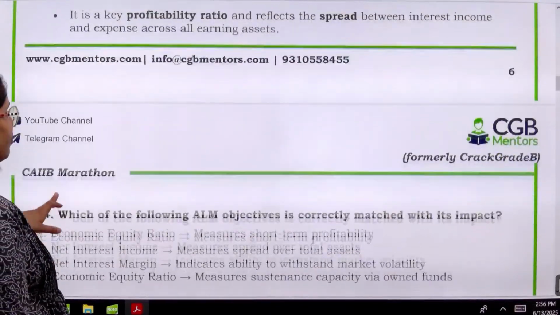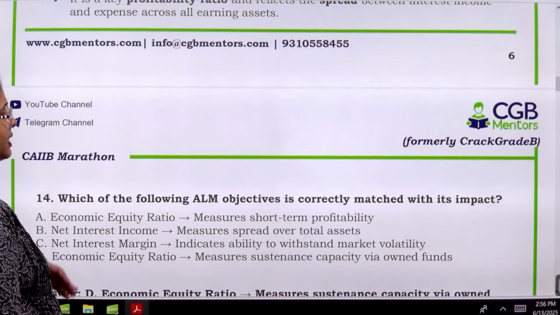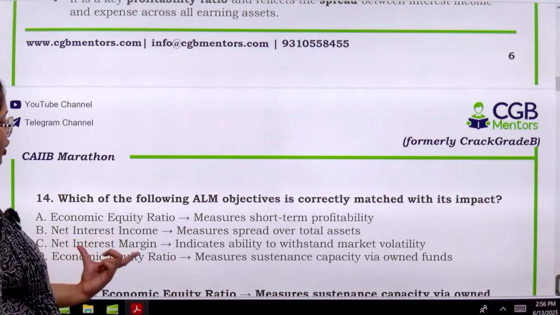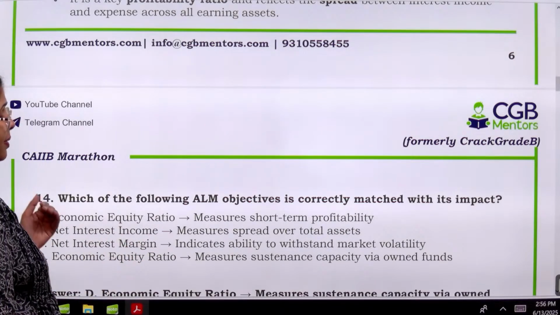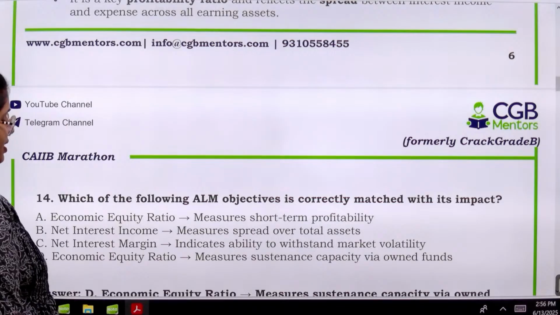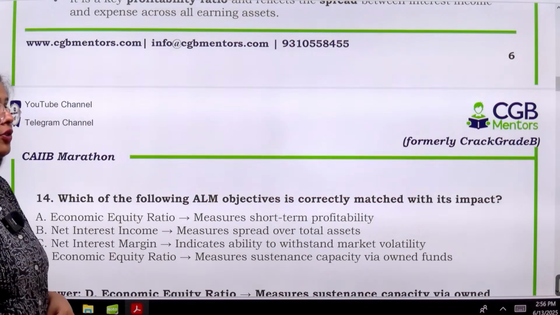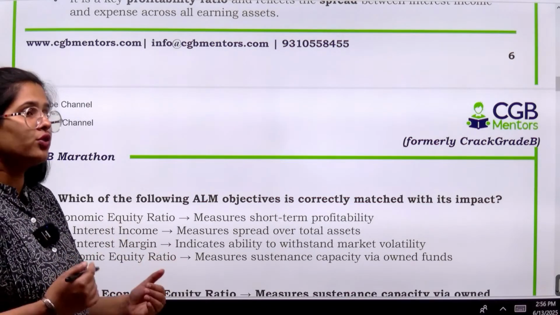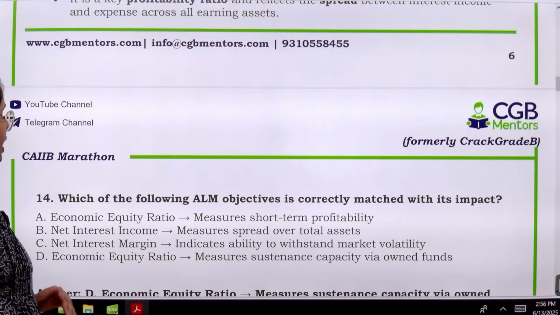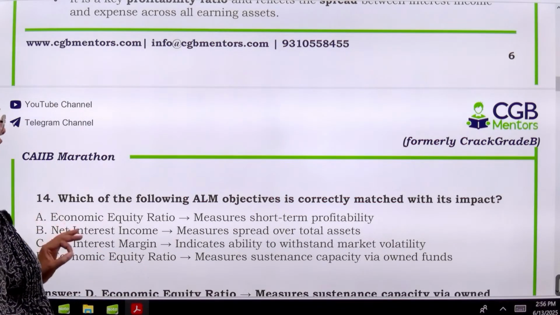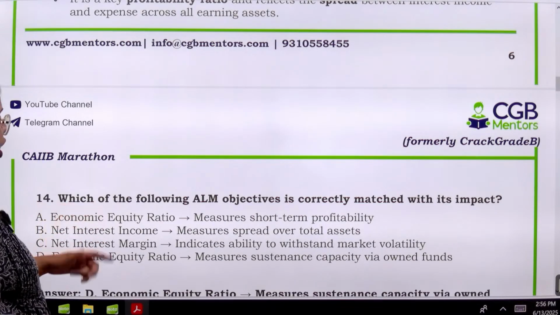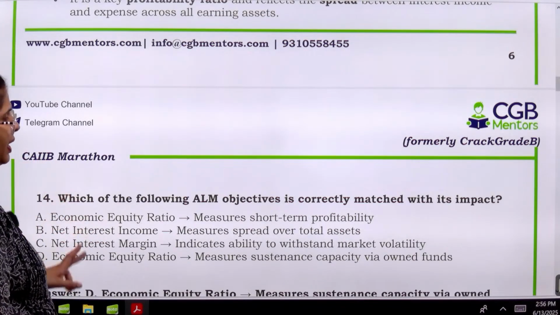Now, next you have which of the following ALM objective is correctly matched with its impact. So, over here economic equity ratio, it is something which measures sustenance capacity via own funds, right? So, what is your own funds that you have deployed in the business? This is going to give you sustenance over a long period of time. This is what we are trying to measure in the economic equity ratio, right? Net interest margin, net interest income, right? Economic equity ratio, separate kind of things.